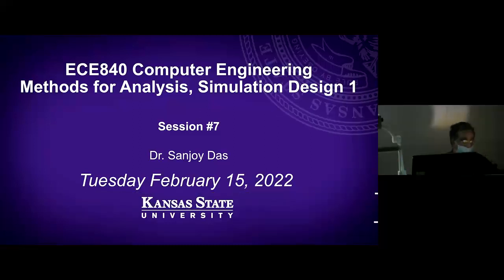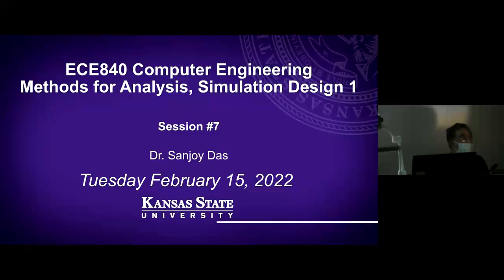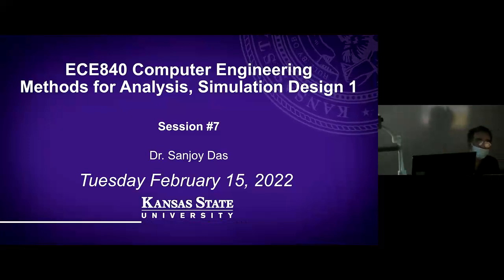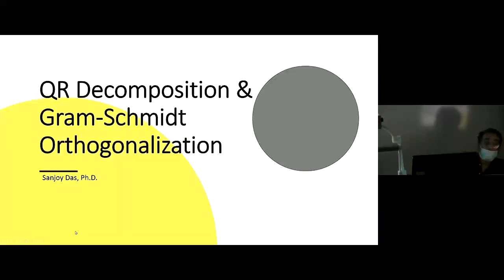Okay, so today we will be looking at QR decomposition and Gram-Schmidt orthogonalization. In the last lecture, we were looking at pseudo-inverse, how to obtain the solution of an overdetermined system. In an overdetermined system, you have more equations than variables, so we don't look for the exact solution. We look at the solution which minimizes the L2 norm squared.